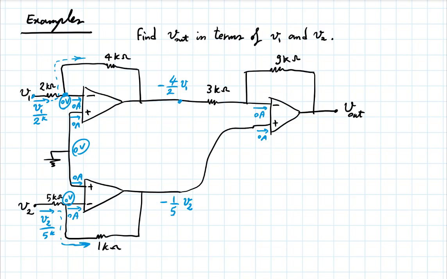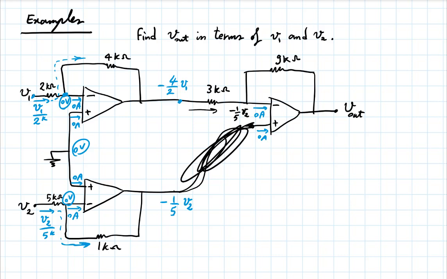Well, let's see if I run into a difficulty. So far, I have concluded that at the top, I have minus 2v1. At the bottom, I have minus v2 over 5. So the minus v2 over 5 is all along this node right here, all the way here, which then imposes on the negative input of the third op-amp also minus v2 over 5. I don't see any conflict.